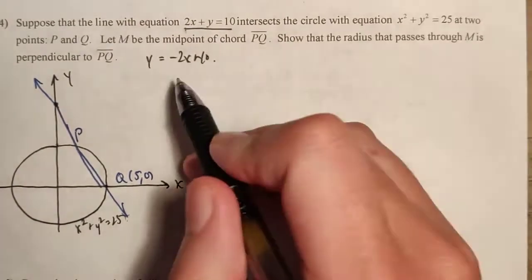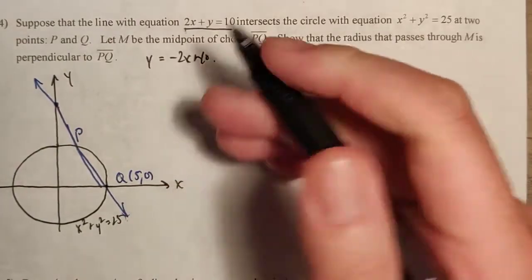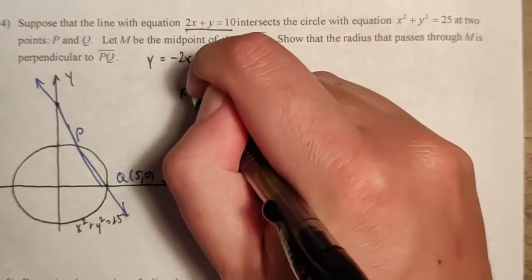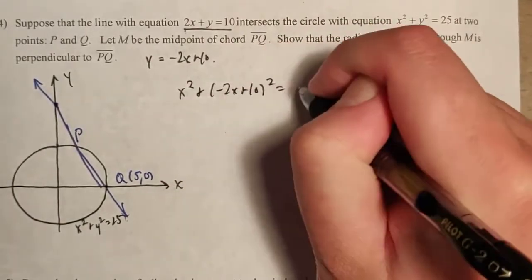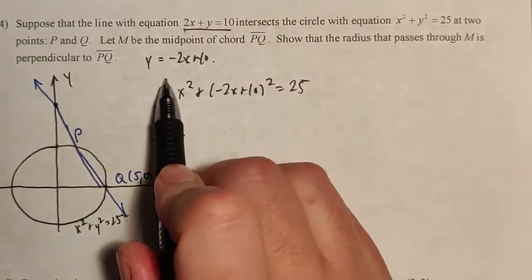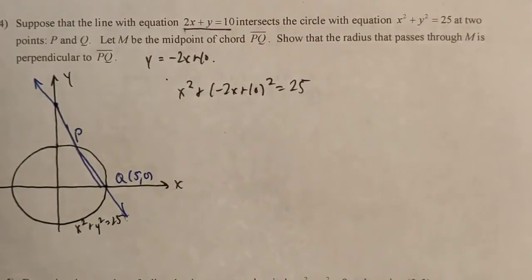So now I can go ahead and substitute this in here. I know that y equals negative 2x plus 10, so I can use that. So you get x squared plus (negative 2x plus 10) all squared, and that's equal to 25. All I'm doing is substituting this into that, because we have a system of equations.